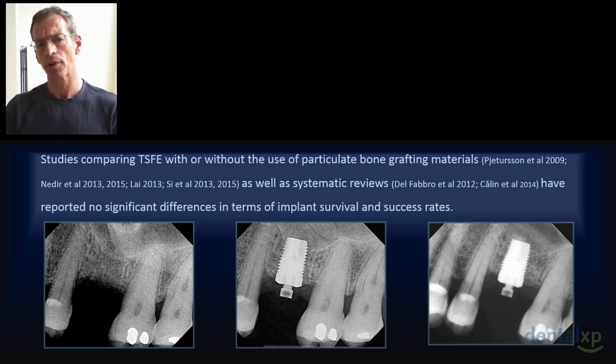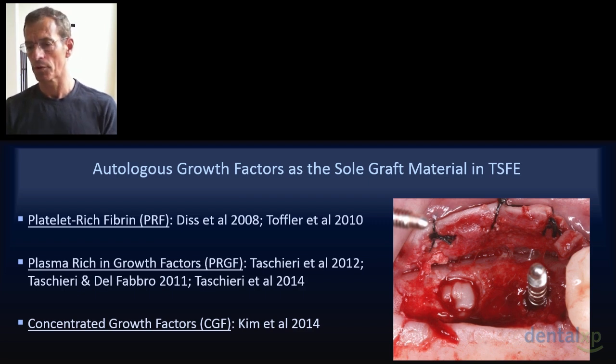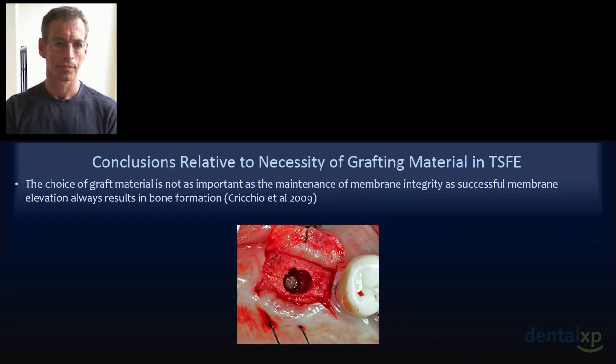And studies that compare transcrestal elevation with or without particulate grafting materials, as well as systematic reviews, have reported no significant differences in terms of implant survival and success rates. And successful transcrestal elevation has been reported with autologous growth factors alone without particulate, whether it's platelet-rich fibrin, PRGF, or concentrated growth factors. So my conclusions relative to the necessity of grafting material in transcrestal elevation: the choice of graft material is not nearly as important as the maintenance of membrane integrity, as successful membrane elevation always results in bone formation.